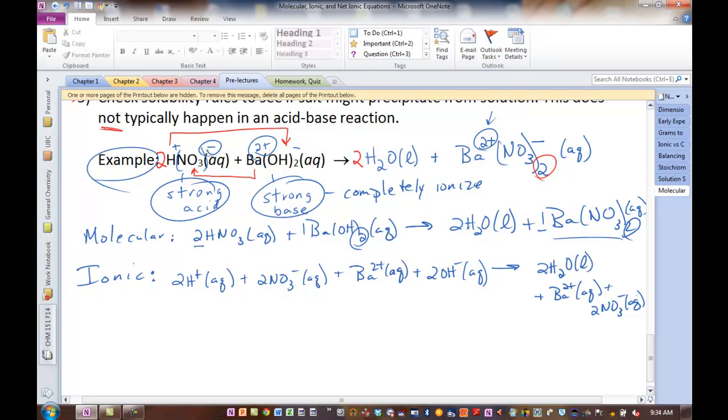Sometimes I'll call it the complete ionic. Everything that exists as ions: strong acids, strong bases, soluble salts. Make sure you know that. Strong acids, strong bases, soluble salts will completely break apart into ions.